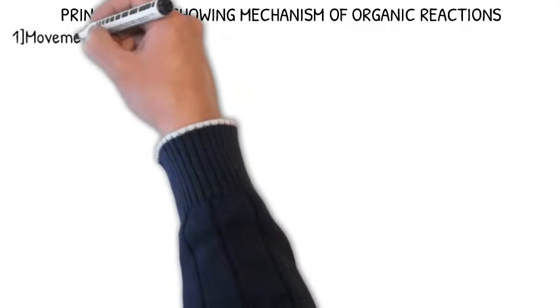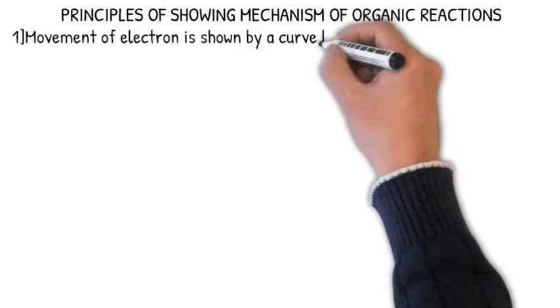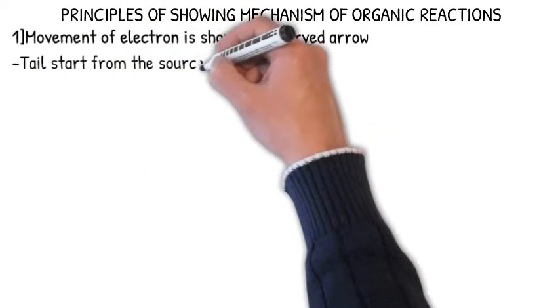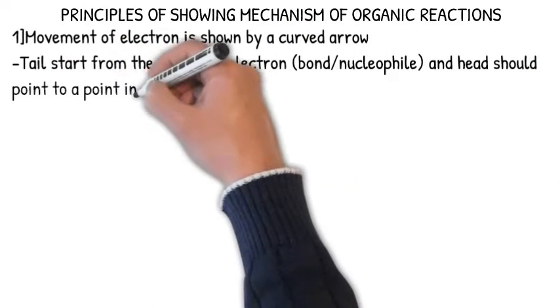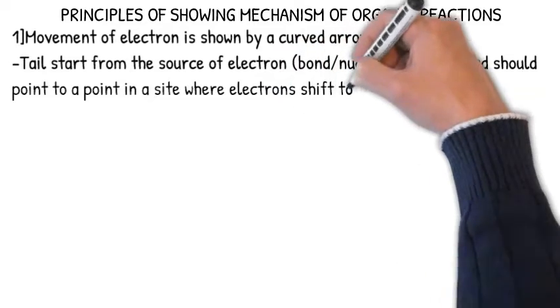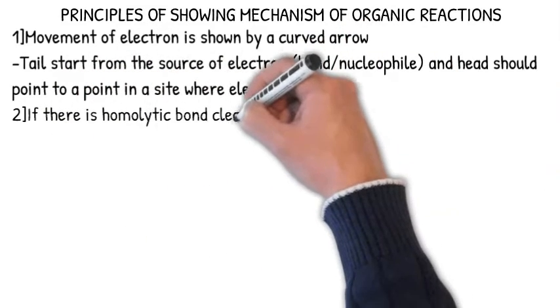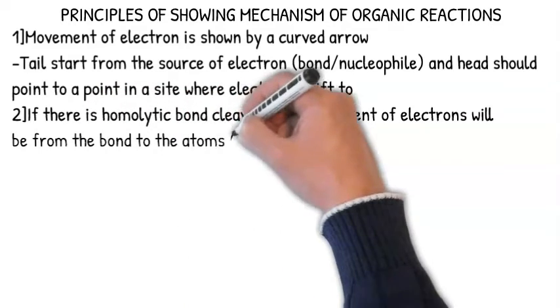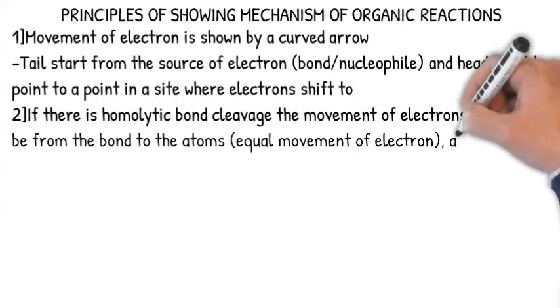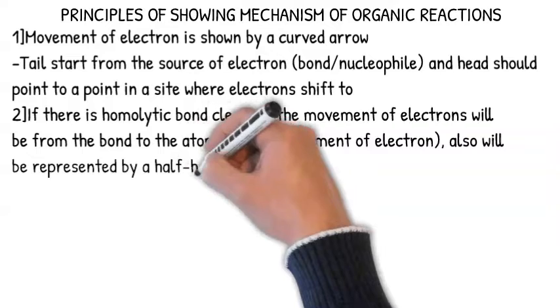Principles of showing mechanism of organic reactions. Movement of electrons is shown by a curved arrow. The tail starts from the source of electrons, the bond or nucleophile, and the head should point to the site where electrons shift to. If there is a homolytic bond cleavage, the movement of electrons will be from the bond to the atoms. Equal movement of electrons is also represented by a half-head curved arrow.